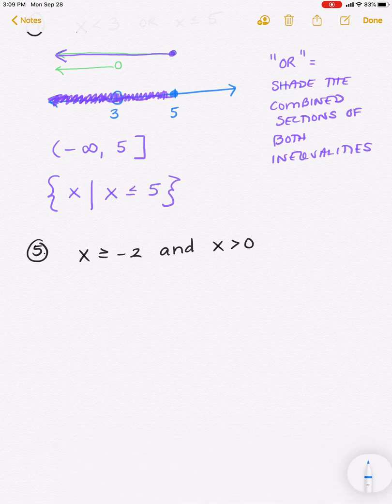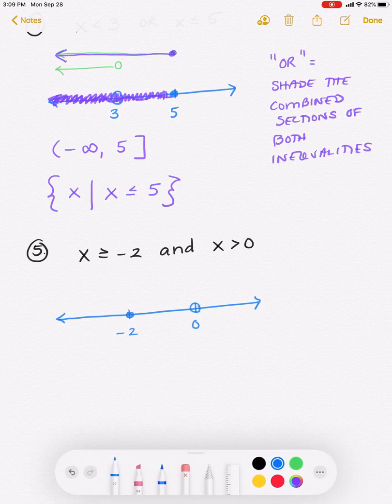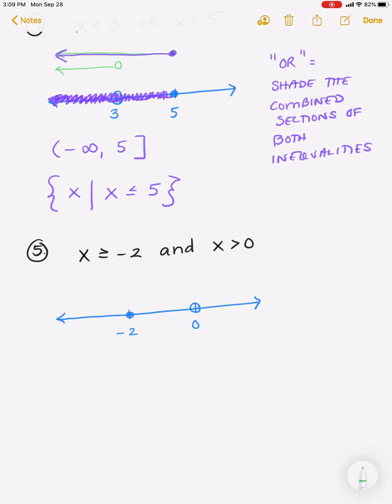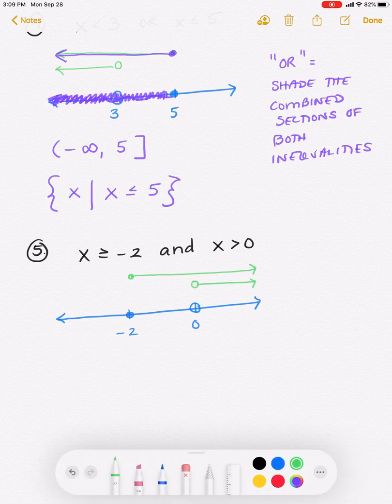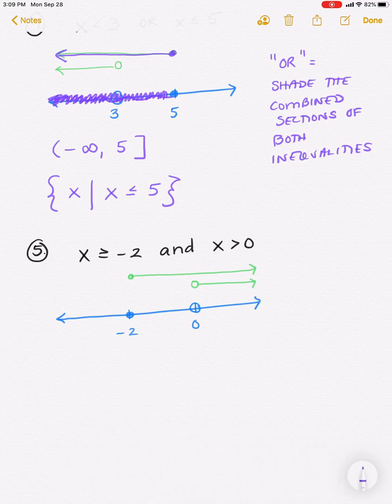So again, what I asked students to do was to graph this, and we held up a lot of different answers, and there were a lot of incorrect answers. So let's talk about what this is going to look like. Again, I'm going to grab my green pen. The green pen is going to represent my thought process about this. And so what I see here is X is greater than or equal to -2 and X is greater than 0. So how does this shade, given that it's an and?